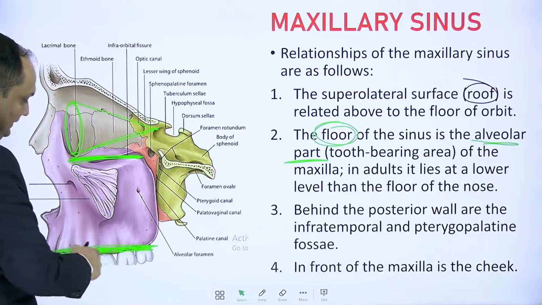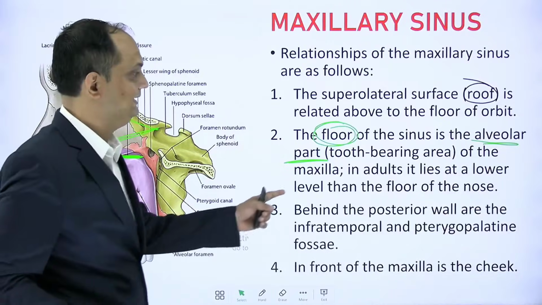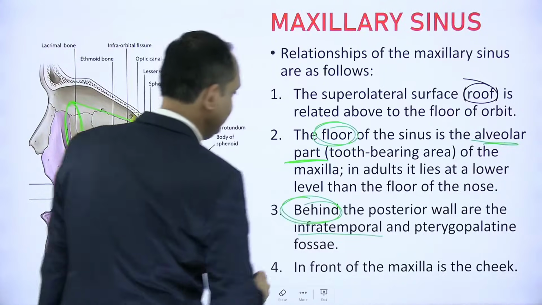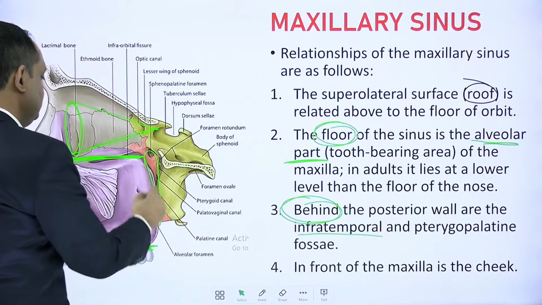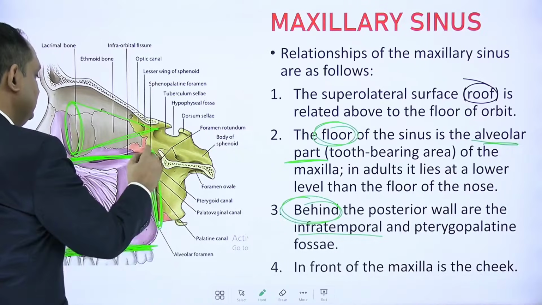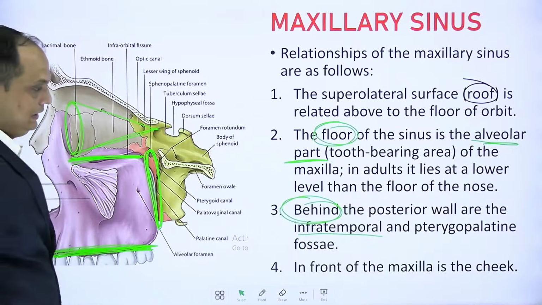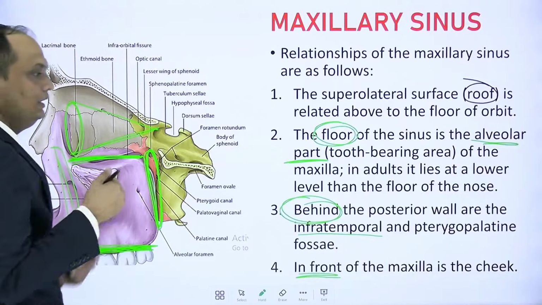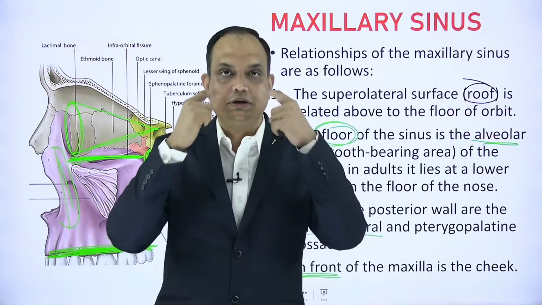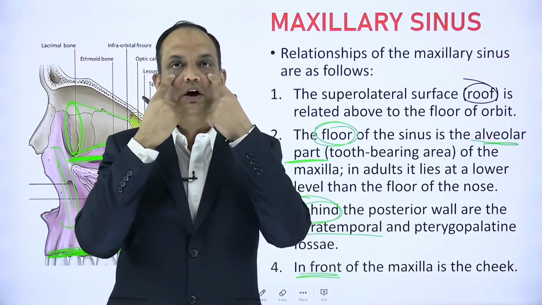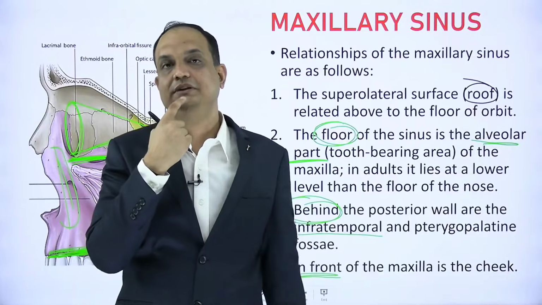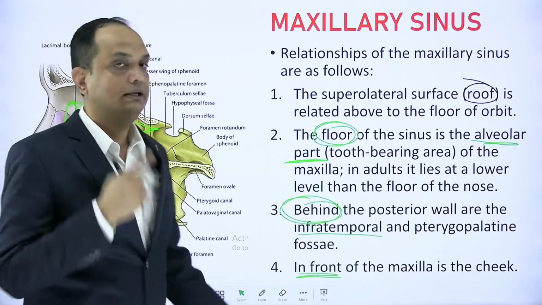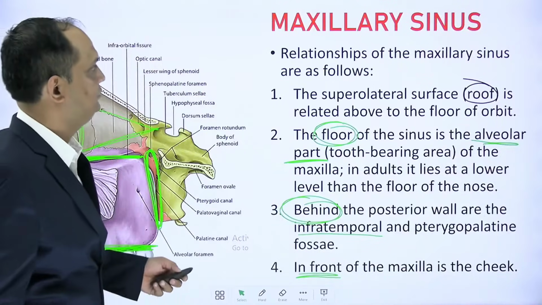In this part you have a number of teeth, known as the maxillary teeth, and behind, posteriorly, it is related to the infratemporal and pterygopalatine fossa. Posteriorly in this area you mainly have the pterygopalatine fossa. Anteriorly the sinus is related to the cheek. Clear? So what are the relations? The upper part is related to the orbit, the lower part to the teeth and oral cavity, posteriorly the pterygopalatine fossa, and anteriorly the front of the face, the cheek.